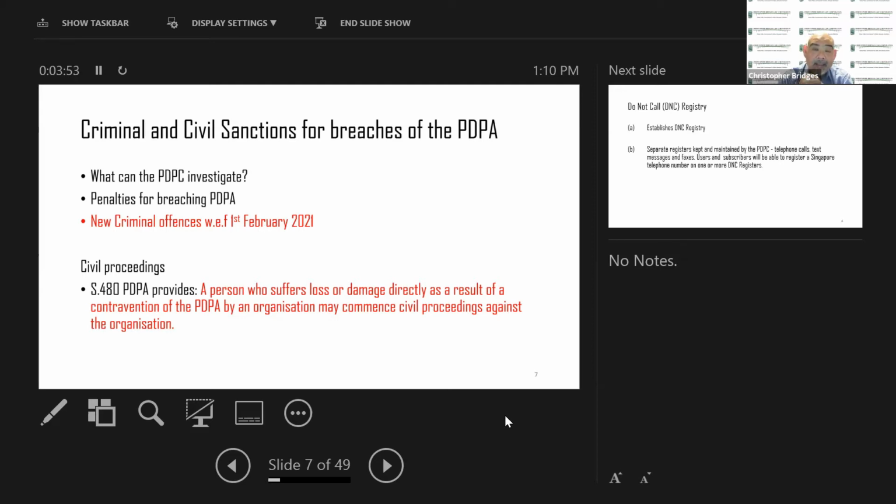And it has extended civil proceedings to allow individuals whose data has been compromised to commence civil proceedings against the organization. This means that where data has been compromised, not only does the organization face criminal penalties from the PDPC, it also faces potential civil liability from being sued by the individual whose data has been compromised.